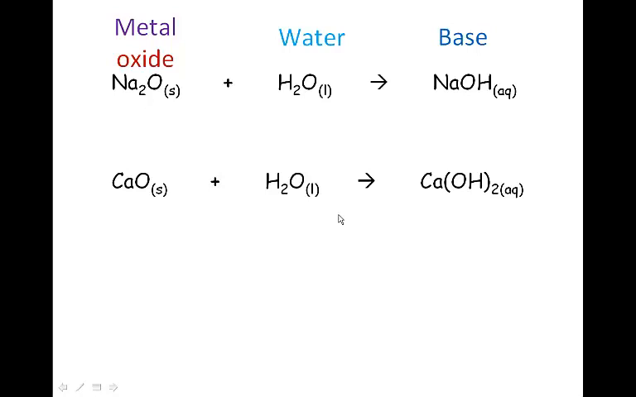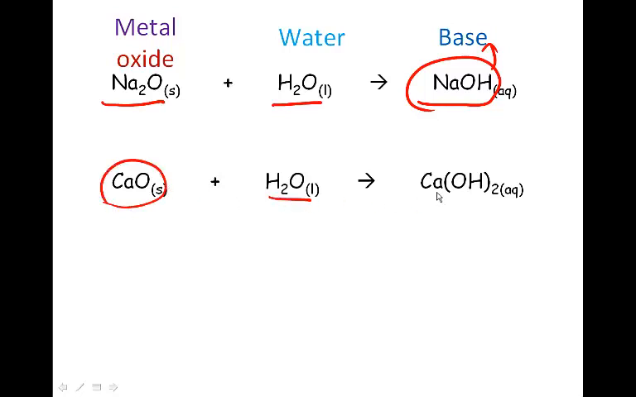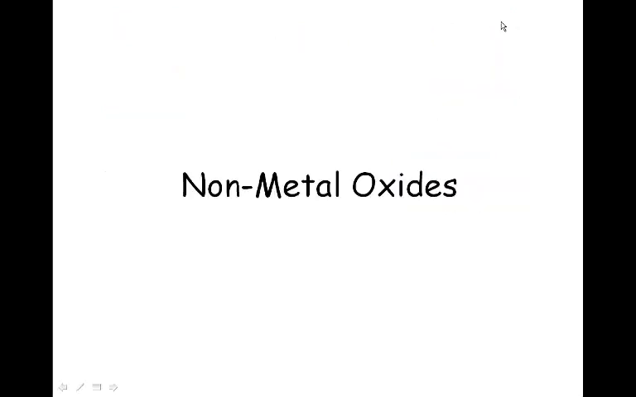When a metal oxide dissolves in water, the solution becomes basic. Here are some examples. The metal oxide, sodium oxide, reacts with water to produce sodium hydroxide, which is a base. Here's another one. The metal oxide, calcium oxide, reacts with water to produce the base calcium hydroxide. Interesting little tidbit about metal oxides and their relationship to bases.